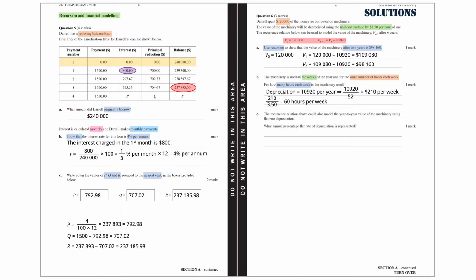Part C. The recurrence relation above could also model the year-to-year value of the machinery using flat rate depreciation. What annual percentage flat rate of depreciation is represented? For this, we are going to divide 10,920, which is the depreciation per year, by $120,000 times 100, and that is 9.1%.